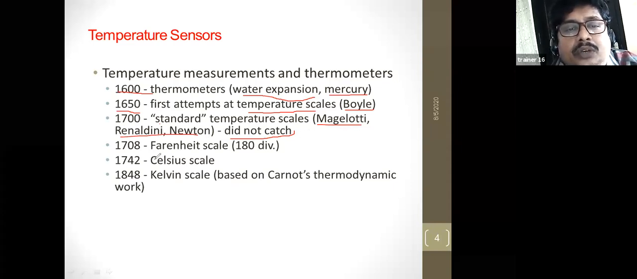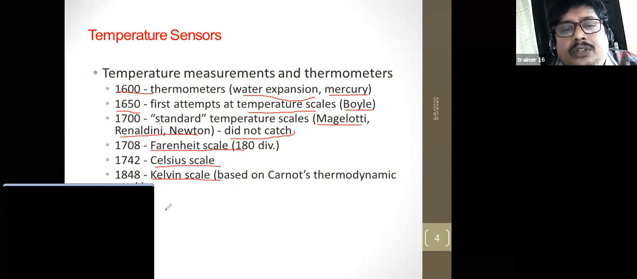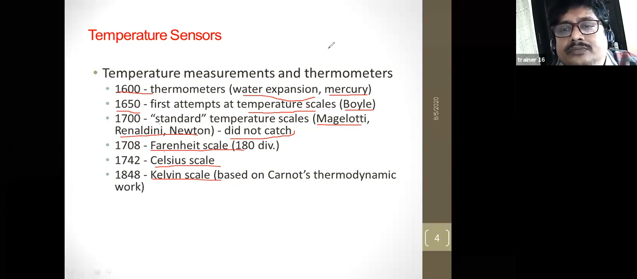Renaldini, Newton. Next, in 1708 the Fahrenheit scale is obtained, and then the Celsius scale in 1742, and in 1848 the Kelvin scale. These you know very well: Fahrenheit scale, Celsius scale, Kelvin scale.